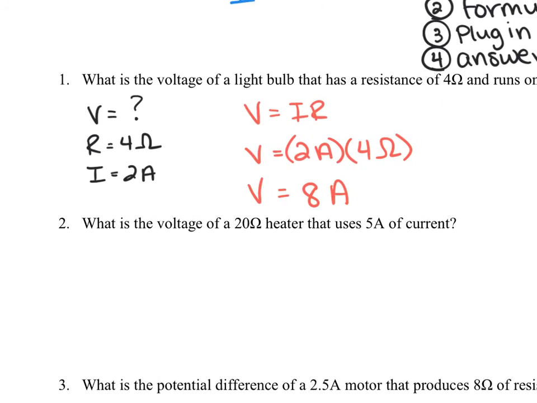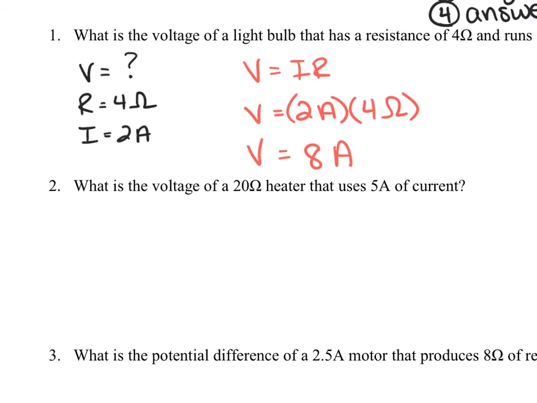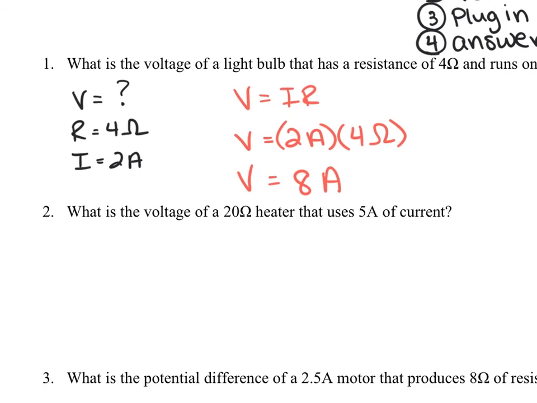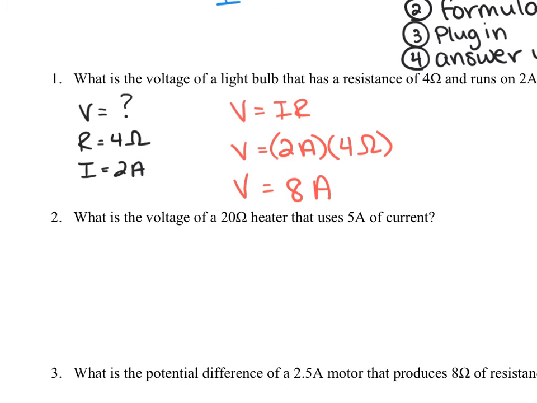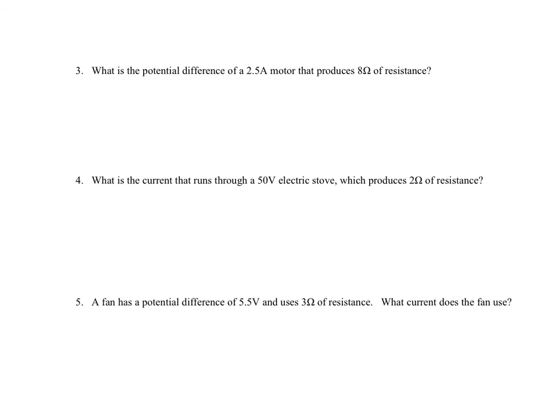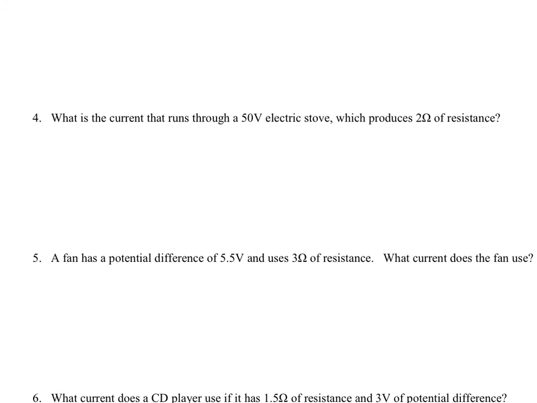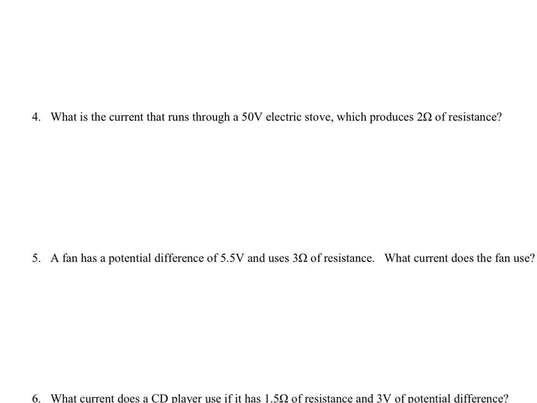Let's look at number 2 here. What is the voltage of a 20 ohm heater that uses 5 amps of current? So this one is also looking for voltage, so it would be very similar to the question above. So I'm going to just skip ahead to find one that is looking for a different value. Let's look at number 4. Number 4 says, what is the current that runs through a 50-volt electric stove, which produces 2 ohms of resistance?